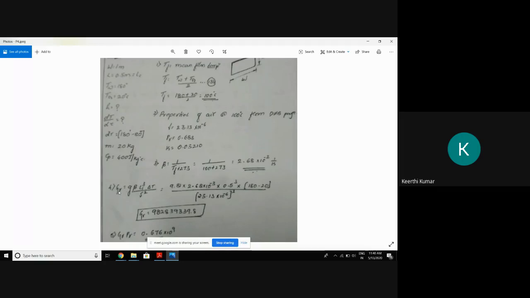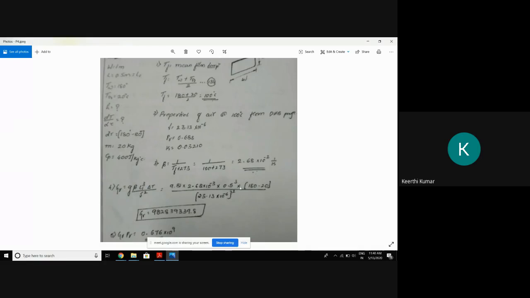Then go for the Grashof number. Again go to the data handbook and take the formula of the Grashof number. g is 9.81, beta we just got, and LC. LC is the length perpendicular to the air motion, which is 0.5. That is LC, so I have taken 0.5. If it is a circular disc, it will be area by perimeter.